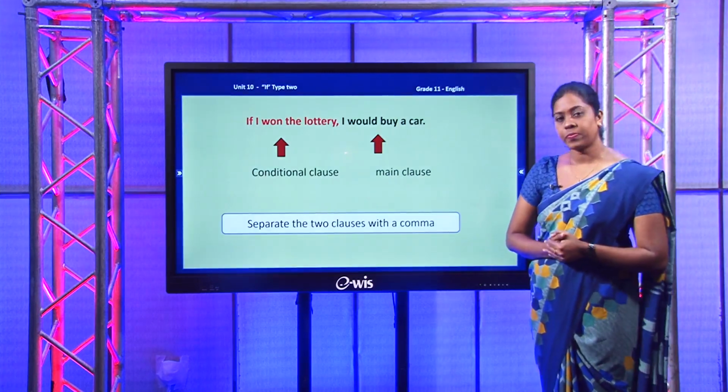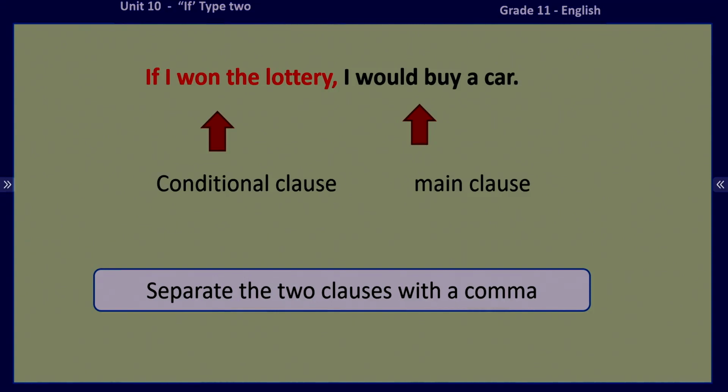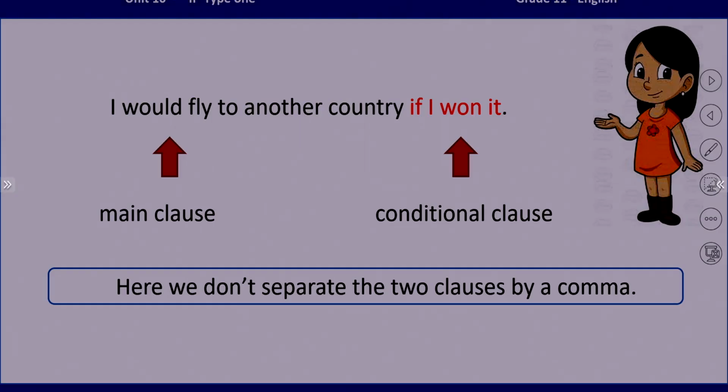Now look at this one, the importance of the punctuation mark. If I won the lottery, comma, I would buy a car, right? When you start your sentence with the conditional clause, you separate the conditional clause and the main clause with a comma. Please keep that in mind, right? But if you start your sentence with the main clause and add the if clause later, then there is no need for you to use the comma to separate the two parts of the sentence, right? Please keep this in mind. This is very important.